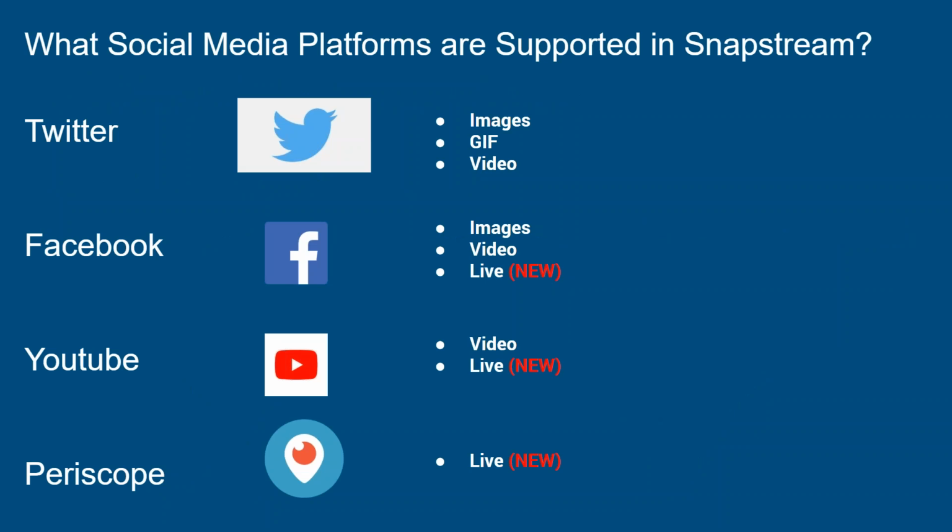So let's do an overview of what is supported in SnapStream. We have Twitter, Facebook, YouTube, and Periscope. We are focusing mostly on images, GIFs, and video in this session. Live was introduced in SnapStream 9.1, and we'll briefly cover it here at the end, but that might be another good session in the future.